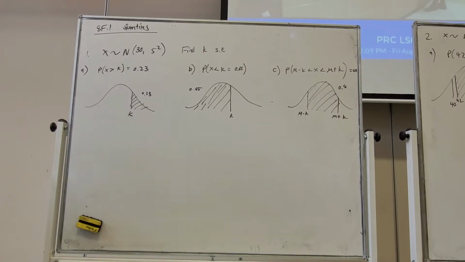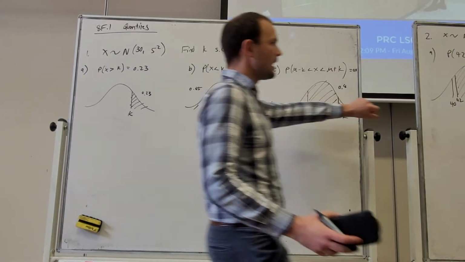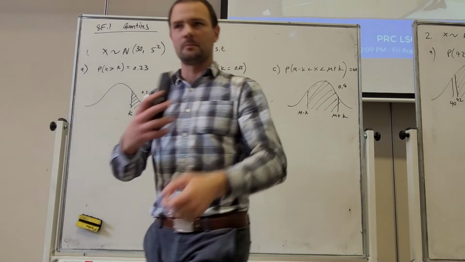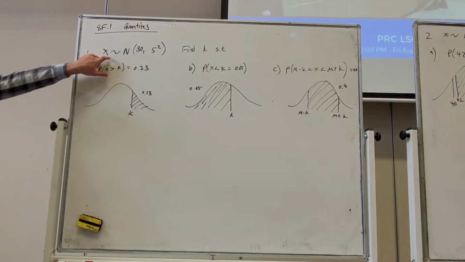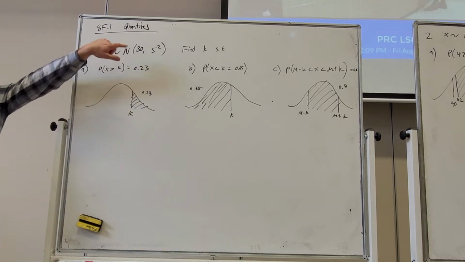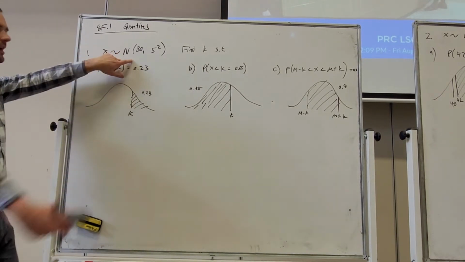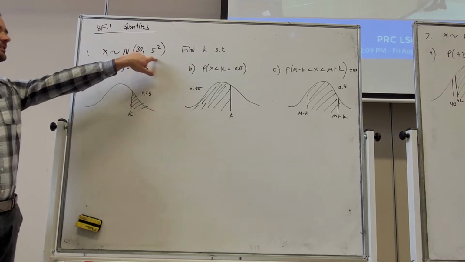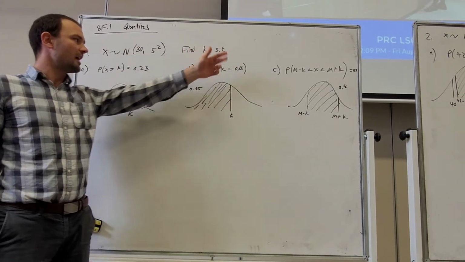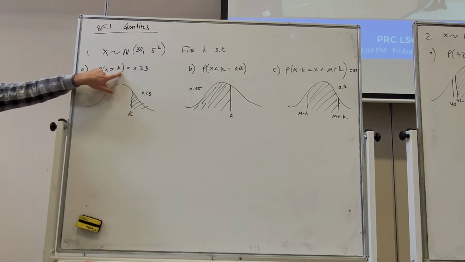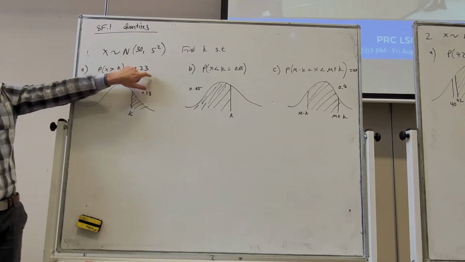Quantiles. This is a skill we have done before, so these will be familiar. And then we get over here, we've got just a little bit of problem solving, but with the same techniques. So we have x is some variable and it is normally distributed, has a mean of 30 and a standard deviation of 5. Find this number k such that the probability of x being larger than k is 0.23.